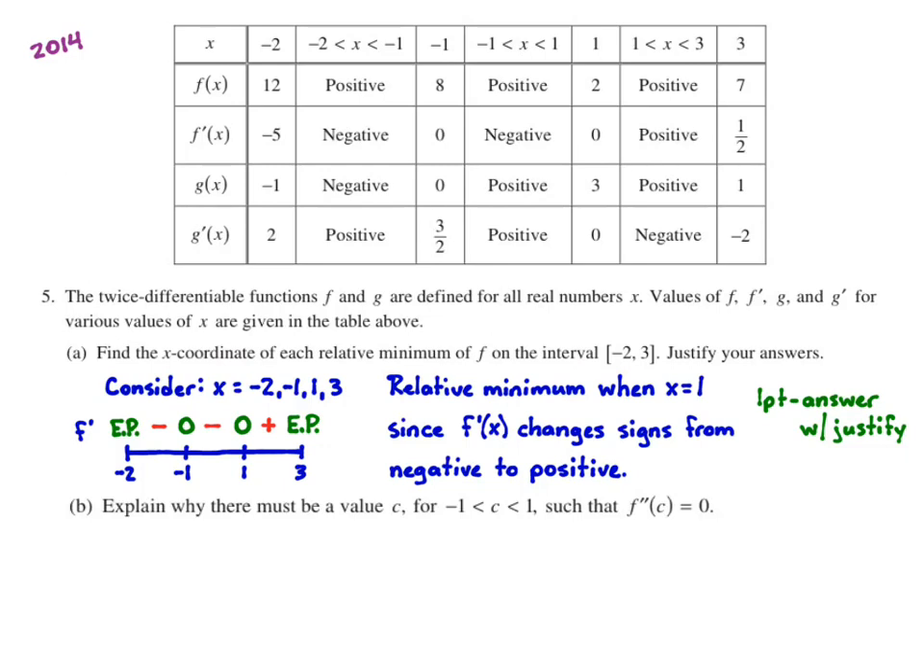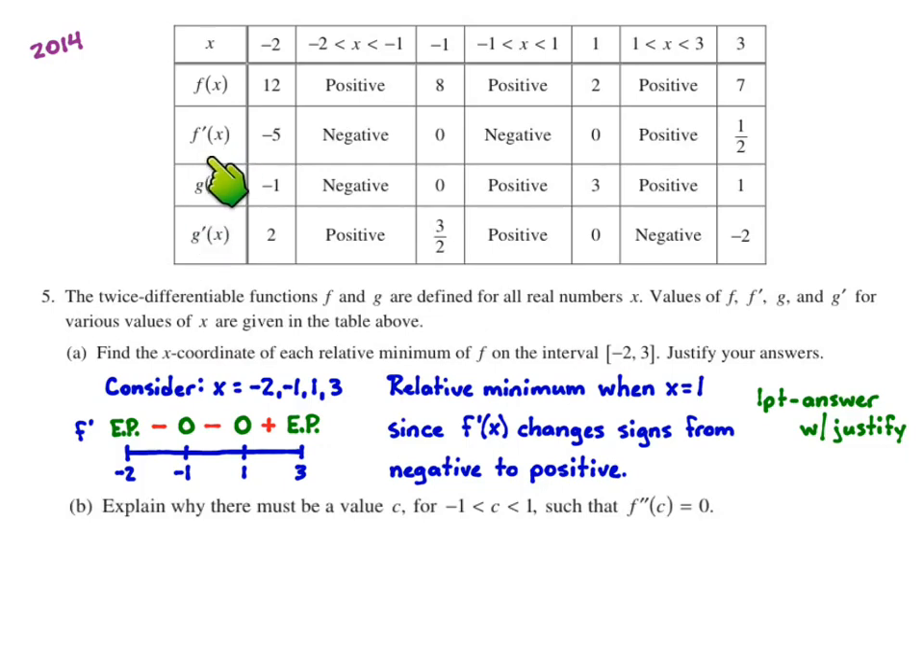Well, looking at what I want to know, when f double prime equals 0, I don't have anything about f double prime in this table here. I do have something about f prime though. And so we can think, okay, how do I go from f prime to f double prime? That's taking the derivative of f prime. And so this is going to be a mean value theorem.